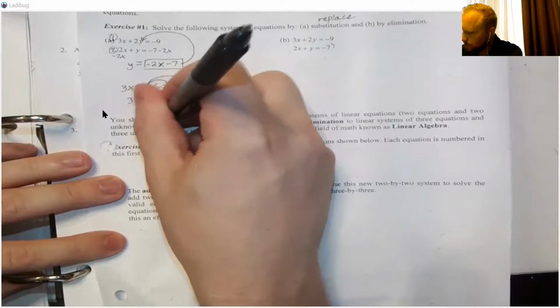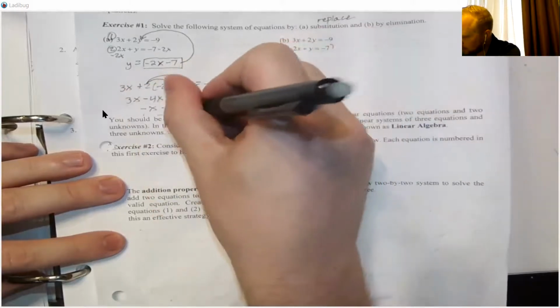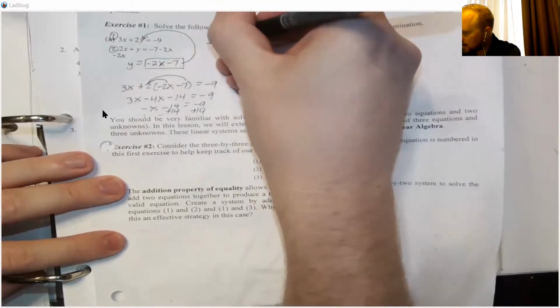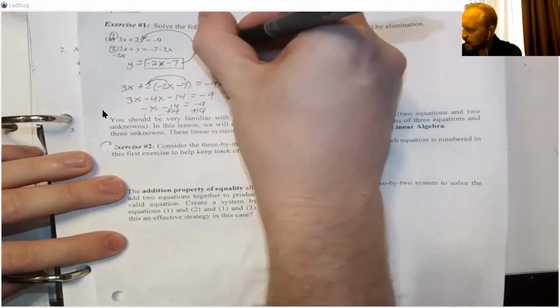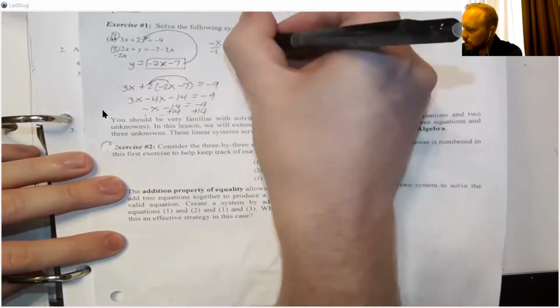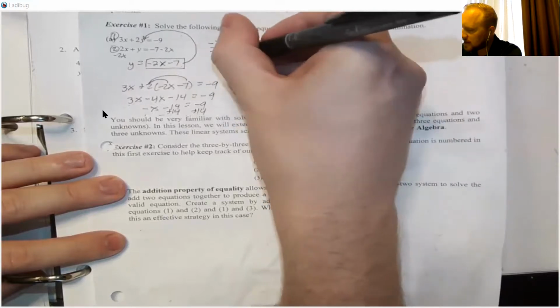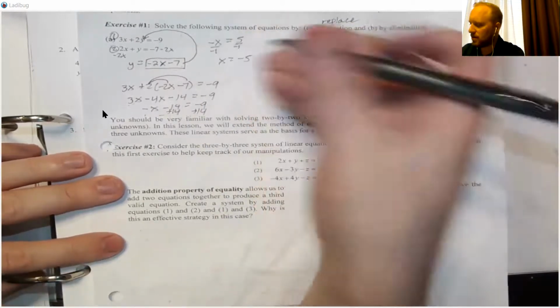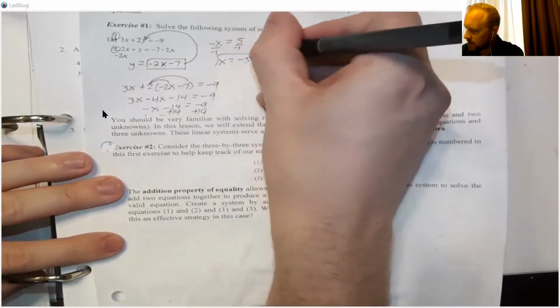Then we're going to add 14 to both sides. This is going to give us negative x is equal to 14 minus 9, which is positive 5. Divide by negative 1, and we get x is equal to negative 5. So you notice I was just getting x by itself. I did the opposite of multiply by negative 1, which is divide by negative 1. So I found what my x is.